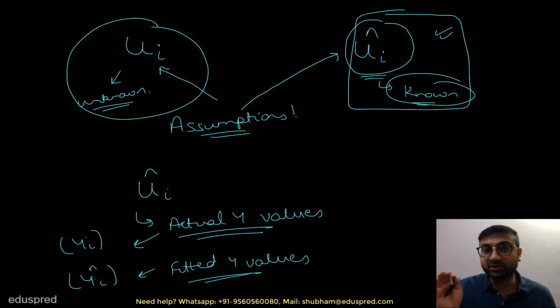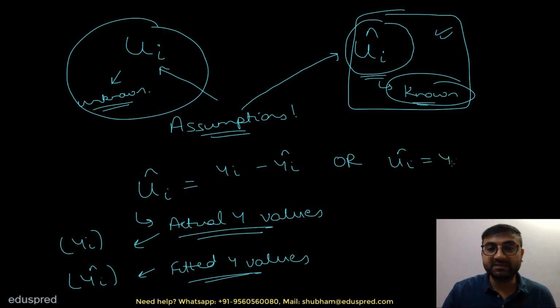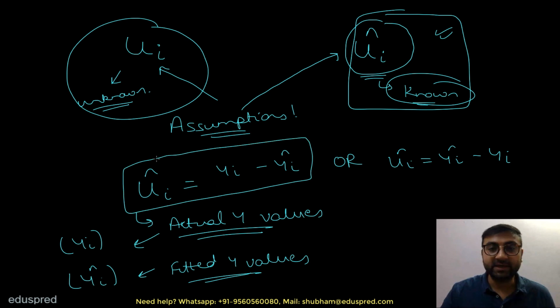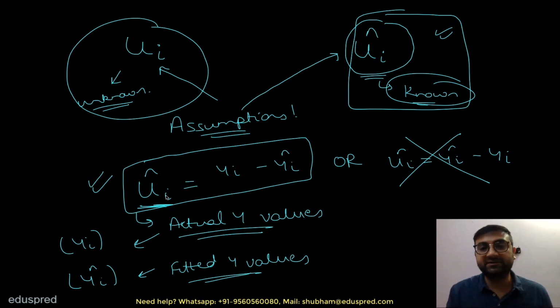Now, many of the students do remember this part, that UI hat is the difference between the actual Y values and the fitted Y values. They just do not remember the direction of the difference. That means they do not remember whether we have to do YI minus YI hat or the other way around, that is YI hat minus YI. So the right answer is this: you need to keep in mind that UI hat, which is your sample error, is equal to the actual value minus the fitted value and not the other way around. This is also one of the mistakes that I have seen many students making.